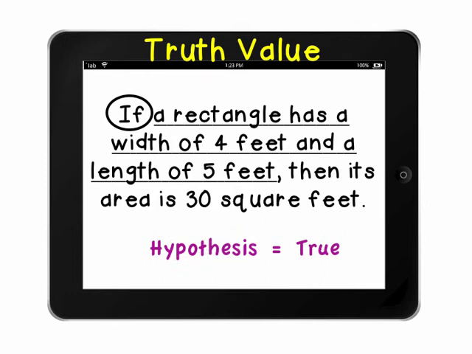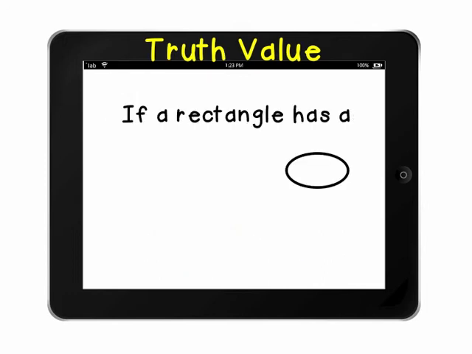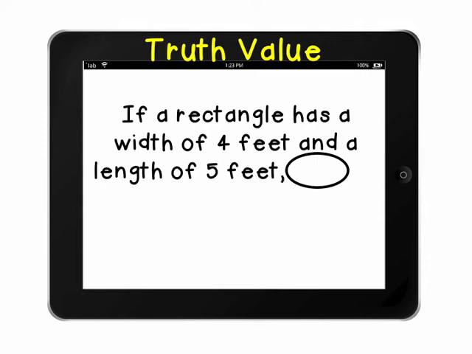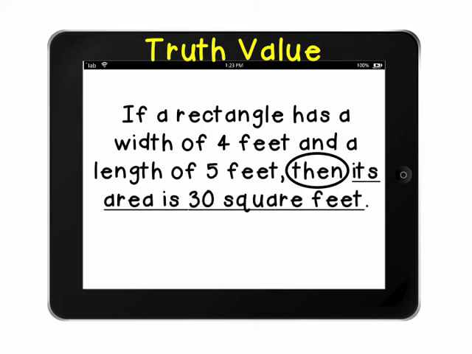So the hypothesis is true. Let's think about this conclusion, right? The conclusion follows the word then. This conclusion is false because we know if the width is 4 and the length is 5, the area is 20 square feet. Therefore, the statement itself is false.